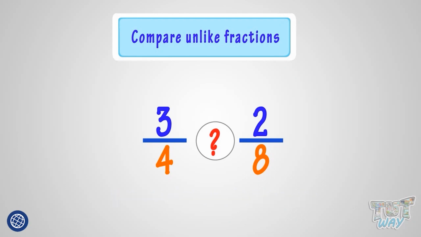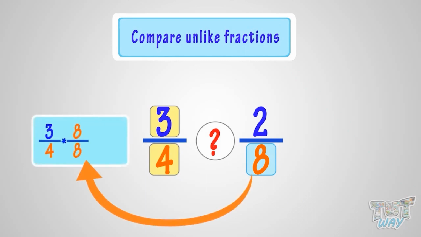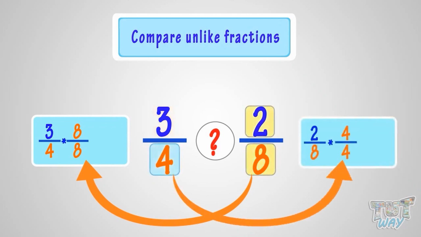For that, multiply both the numerator and denominator of each fraction with the denominator of the other fraction. That is, multiply 3 by 4 with 8 by 8 and 2 by 8 with 4 by 4, like this.